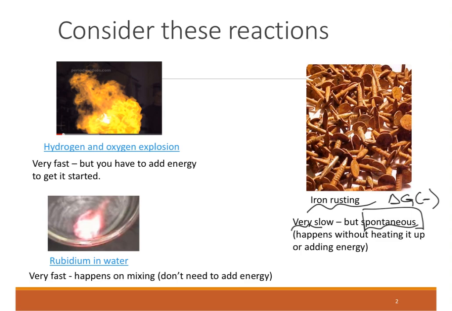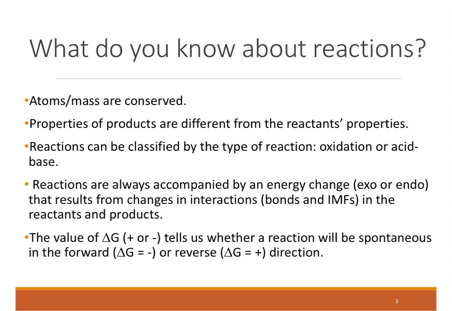We also do have spontaneous reactions that are also very, very fast. And we have non-spontaneous reactions that are relatively fast and slow once you get them started also. Just a quick overview of some of the basics we've learned about chemical reactions. The one I want to point out is, or the bottom two actually, is that reactions are always accompanied by an energy change. And the value of delta G free energy tells us whether or not a reaction is spontaneous.